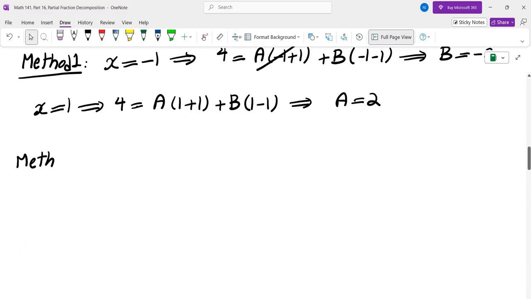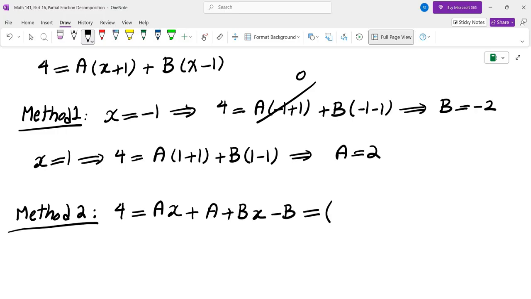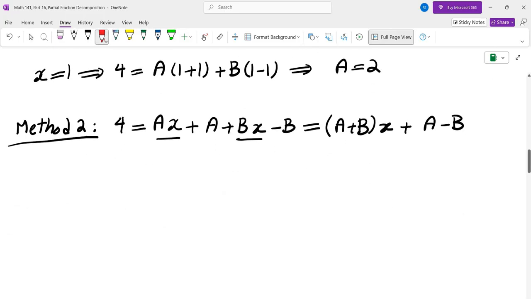Method number 2 for finding these two coefficients a and b is to write down this expression by combining like terms. So bx minus b. Now the terms with x are the ones with ax and bx, so that would be a plus b times x. And the constant term is a minus b. Now this 4 must be equal to that.